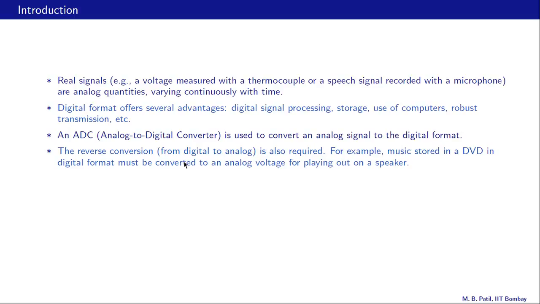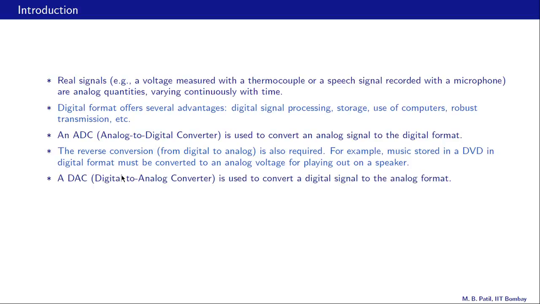Alright. Now the reverse conversion from digital to analog is also required. For example, music stored in a DVD in the digital format must be converted to an analog voltage for playing out on a speaker. That is how we hear that music. And that conversion is done by a DAC. A DAC, which stands for digital to analog converter, is used to convert a digital signal to the analog format.